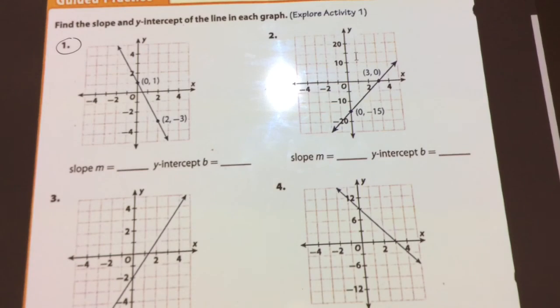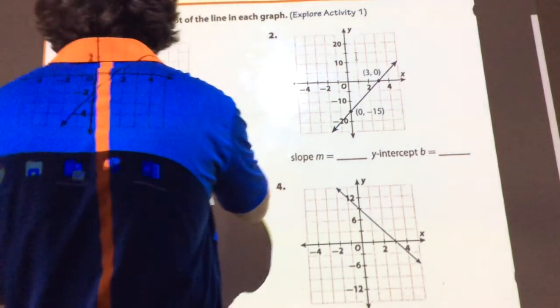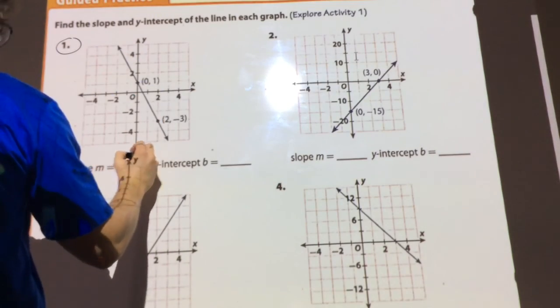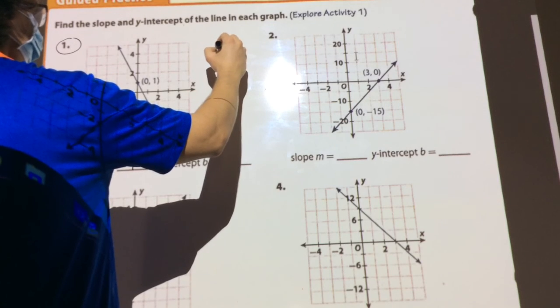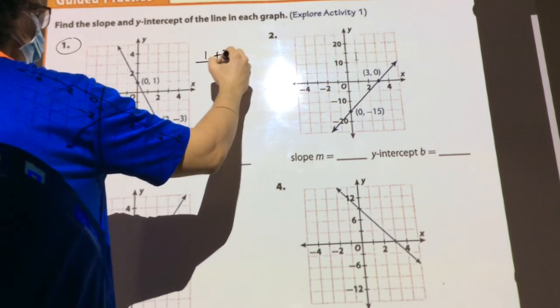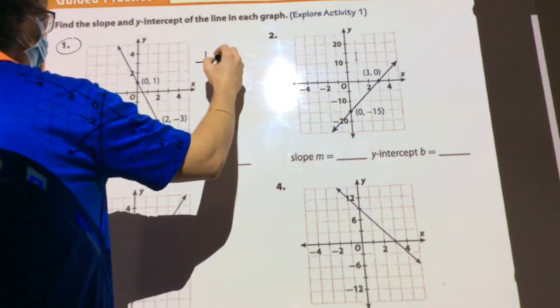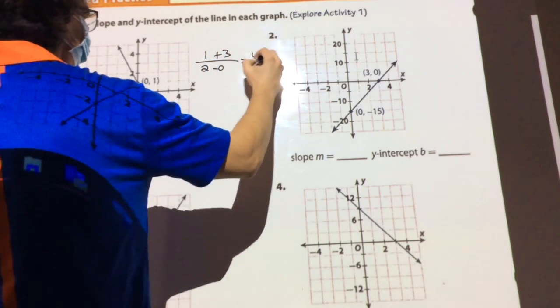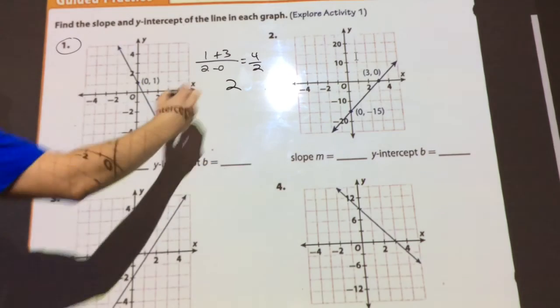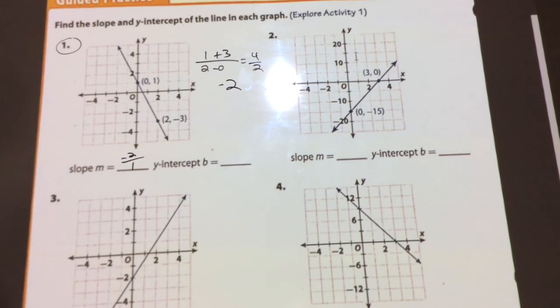Some of us? Kendall, do you agree? Well, let's check it out. We'll do the math. So, Zion says -2/1. I tend to believe her, but I want to double check her. So we're going to do 1 plus 3 over 2 minus 0, which gives me 4 over 2, which is 2, and it has to be a negative, so -2/1. Great job, Zion. Wonderful.